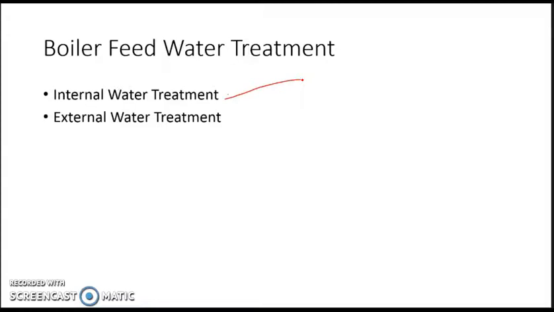Next one is known as the external water treatment. So the external water treatment is basically used to remove the suspended solids, dissolved solids, and dissolved gases. So there are various types of processes which are available for the external feed water treatment. These kinds of treatments are given before the water is fed to the boiler. The treatment procedures are ion exchange, demineralization, reverse osmosis, and de-aeration.